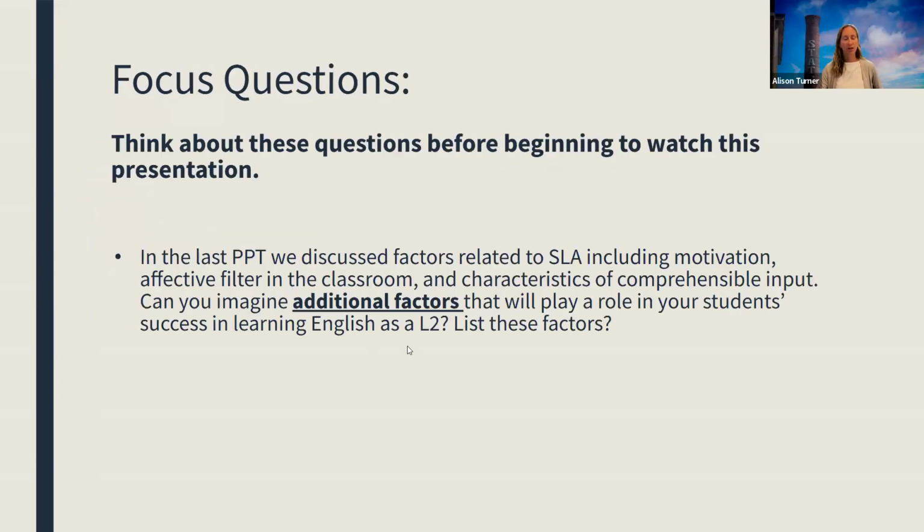So let's get started. First, just to trigger some thinking before you get started with this presentation. In the last presentation when we were together, we looked at factors related to second language acquisition like motivation, the affective filter in the classroom, characteristics of comprehensible input. So start to think what might be some additional factors that would play a role in your students' success in acquiring English as a second language and list those factors.